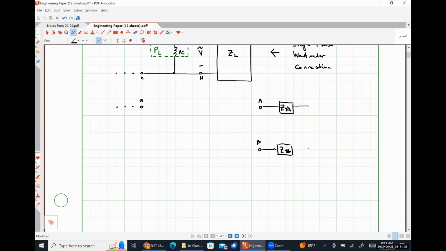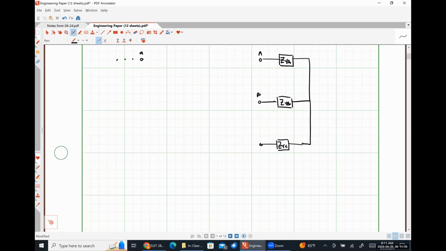So here's ZYB. ZYC. And down here would be our neutral terminal. So B, B, oh, make that look smaller.